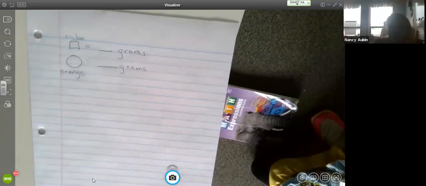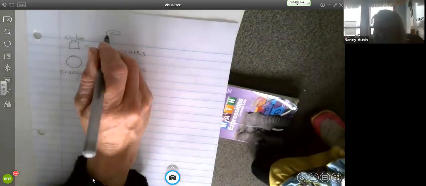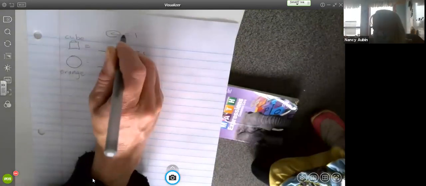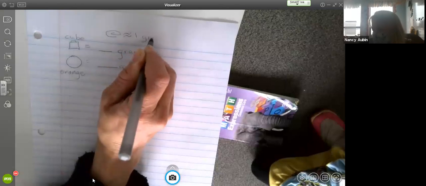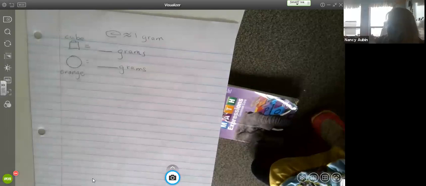So you got a lot of thinking to do. I'm going to put a little picture here to remind you. A paper clip equals about 1 gram. When you make your equal sign squiggly, that means about.